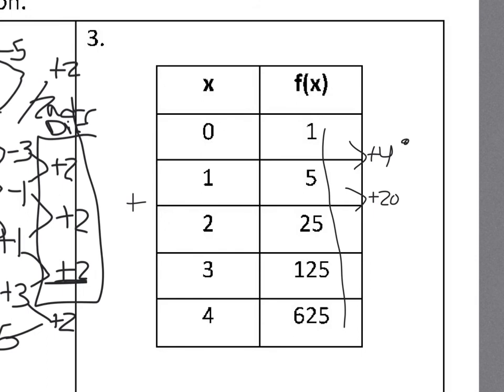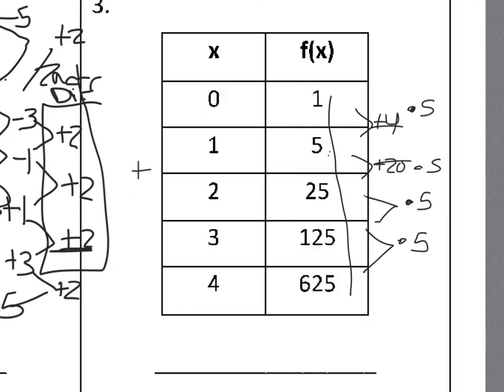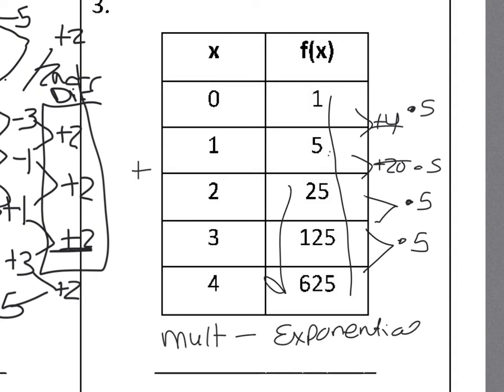When you say we're times 5, 1 times 5 is 5. 5 times 5 is 25. 25 times 5 is 125. So since we're multiplying, this one is exponential. That's why the numbers go up so quickly. It's because we're multiplying instead of adding or subtracting.